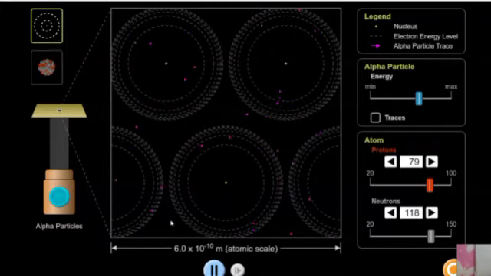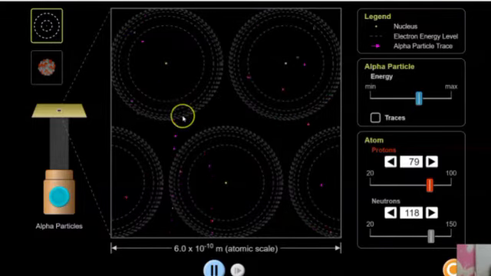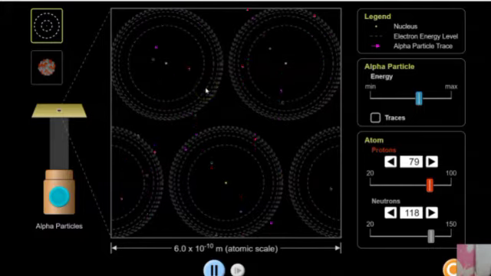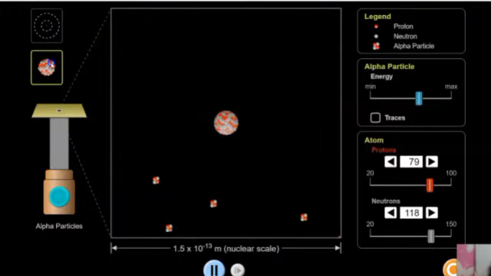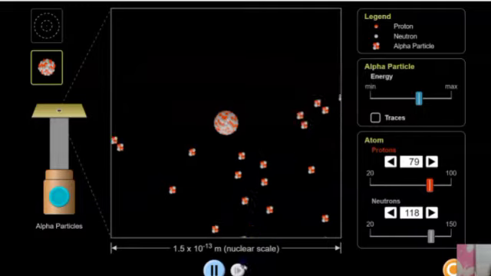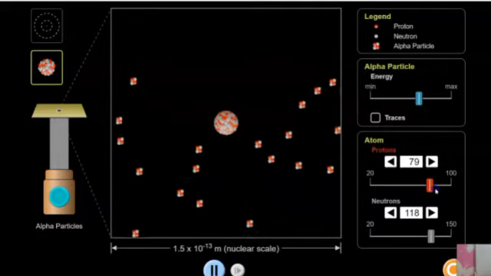seen by Rutherford. In this figure, the pink color particles are alpha particles. Most of them are moving without any deviation. Some of these alpha particles are moving in small angles. Some of them bounce back, a very few bounce back. So we'll see it enlarged. This is considered the center of the atom.